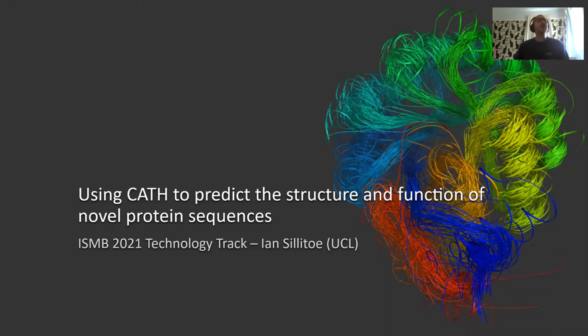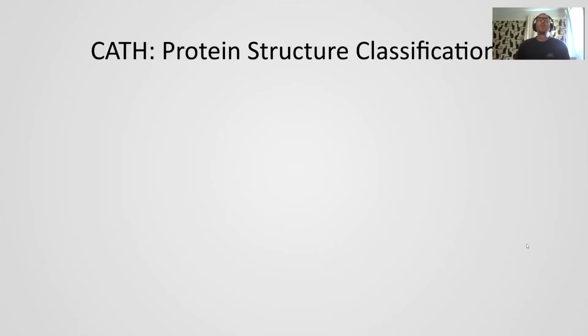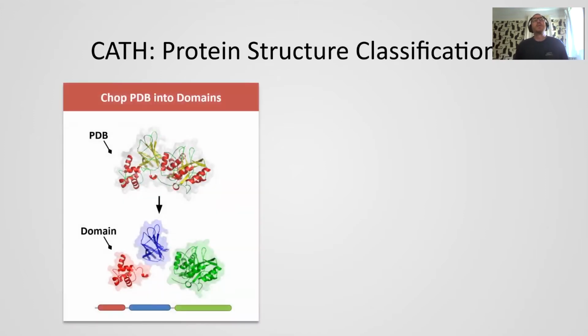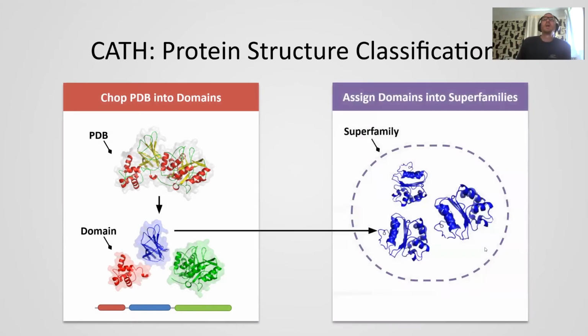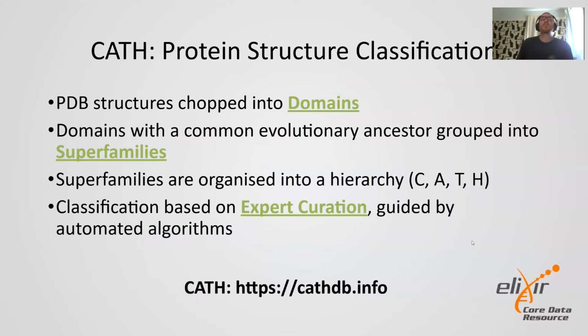I work at UCL, and I'm going to be talking about using CATH to predict the structure and function of novel protein sequences. So what is CATH? Well, CATH is a protein structure classification database. Essentially, we take PDB structures from the PDB and we chop them into structural domains. And then when we have these structural domains, we group them together into what we call superfamilies, where there is evidence that they are related through evolution.